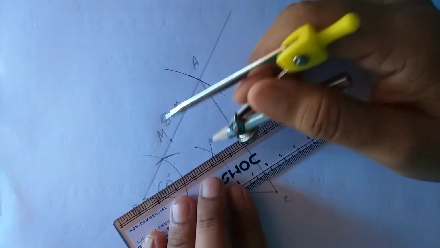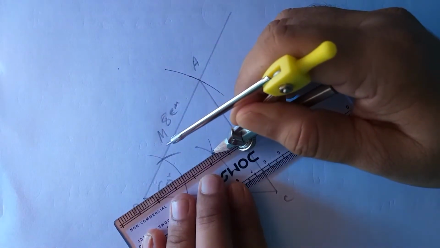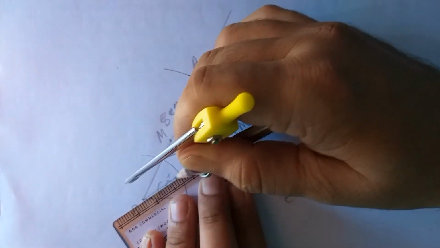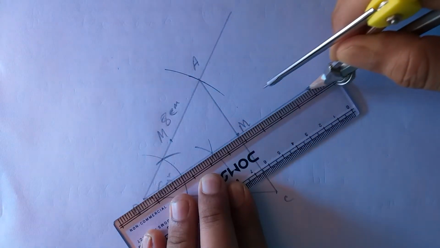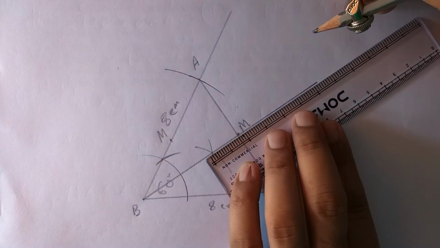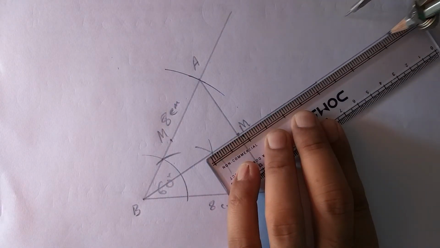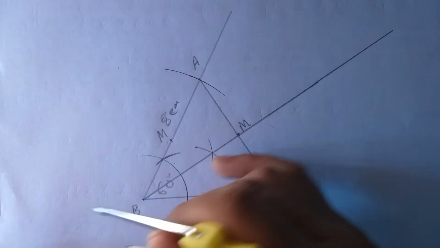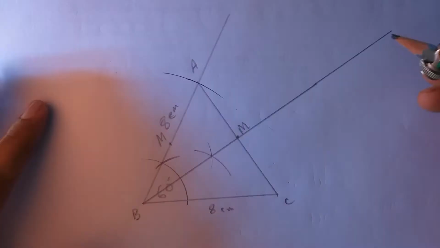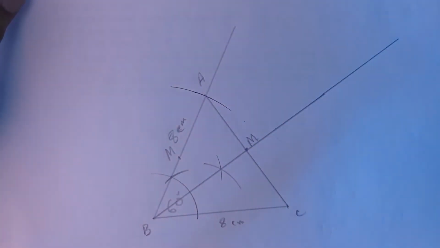If you join, see here, this is the locus equidistant from BA and BC.